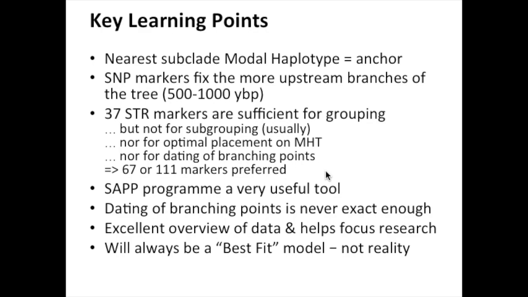The SAPP program is a very useful tool for double-checking your work. The dating of the branching points is never exact enough unless you've got pedigree data, genealogical data that actually dates that branching point. But this is an excellent overview of all of your data for a particular genetic group, and it helps focus further research. It will always be a best fit model. It will not be reality, but it is the closest thing you're going to be able to get to it.